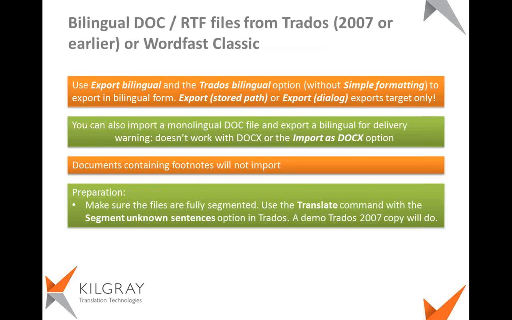Next up is the oldest format of all of these after the newest format. I'm going to talk about the bilingual doc files or RTF files from the old Trados 2007 or before, and Wordfast Classic. So these two pieces of software can produce the same bilingual document file. This is the format with the hidden text and the weird segmentation codes I've shown you.